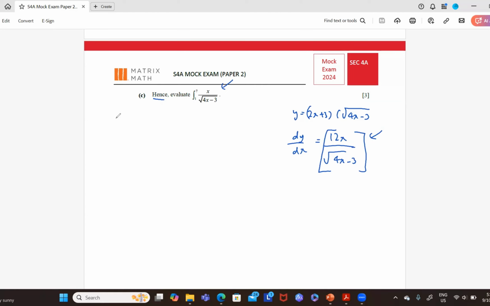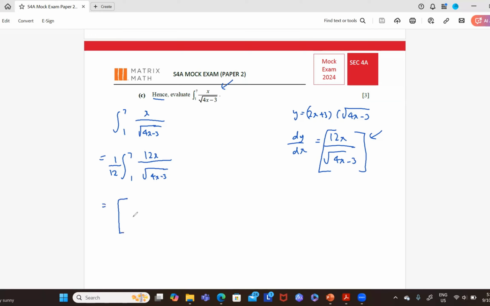So we can rewrite this as 12x over square root 4x minus 3. Take note, when you are multiplying by 12, you have to balance it out by dividing by 12. Another way to divide by 12 is multiplying with 1 over 12. So outside, you put 1 over 12. Now it looks exactly like this, so you only have this to deal with.